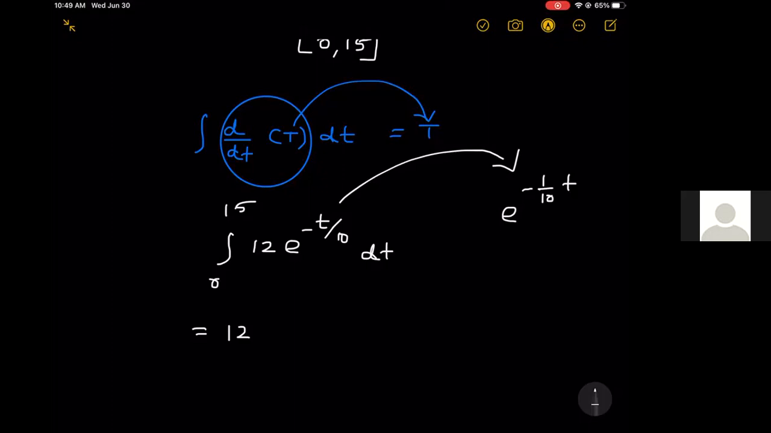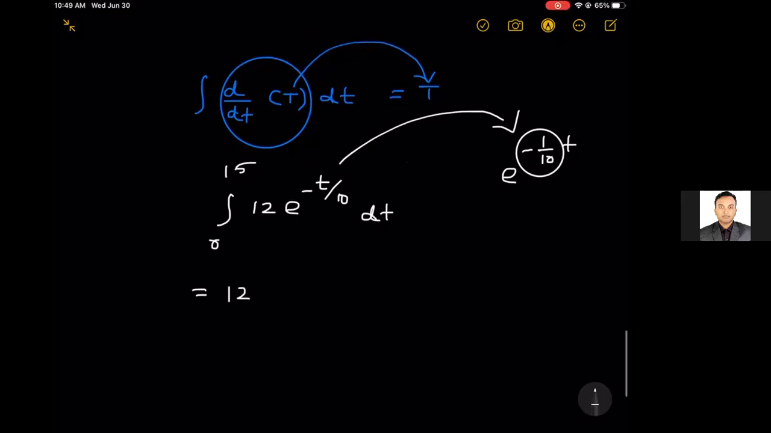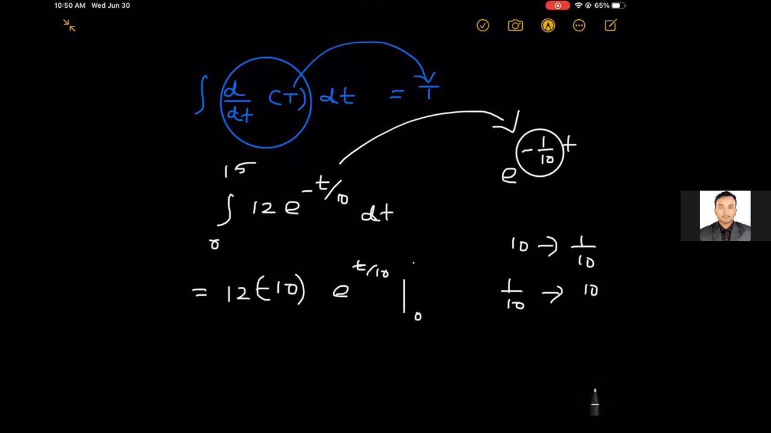Very good, yeah. This is my m, right? So the reciprocal of that m will come in front. The reciprocal of negative 1 over 10 is negative 10. If you have 10, the reciprocal of it is 1 over 10, and vice versa. If you have 1 over 10, the reciprocal of that is 10, right? You just flip it, nothing else. And of course, it will be the same here, negative t over 10. And you need to evaluate this at these points.